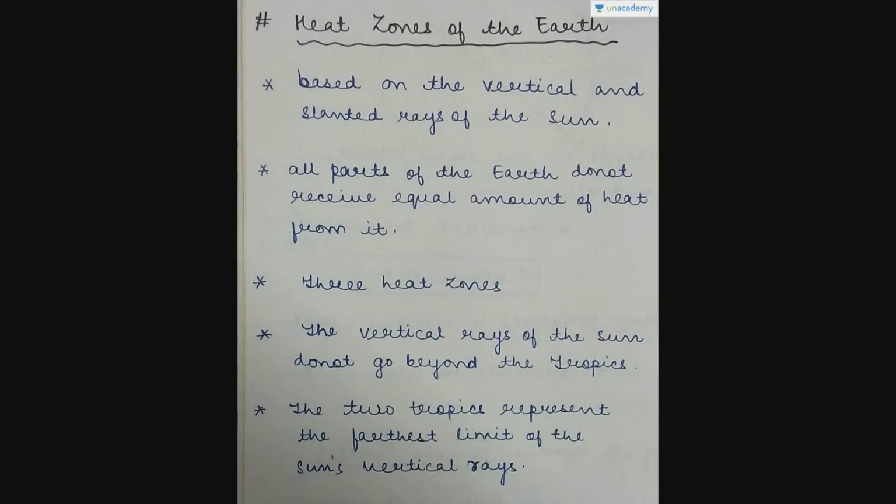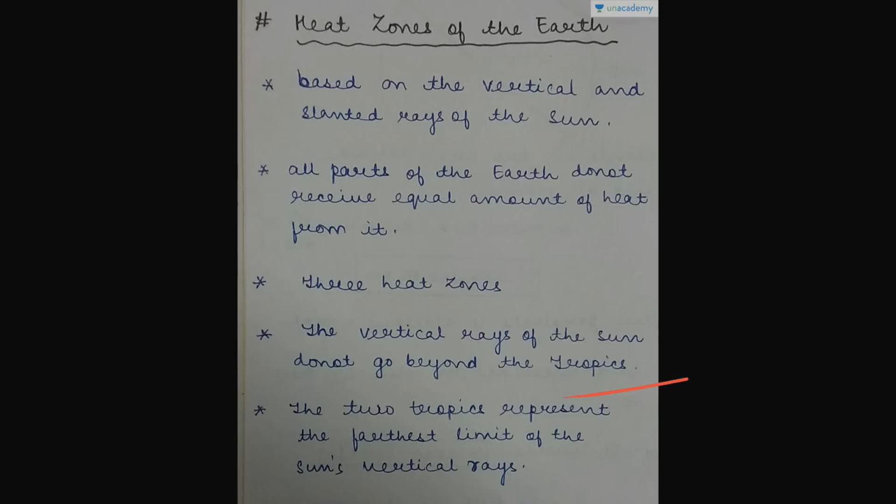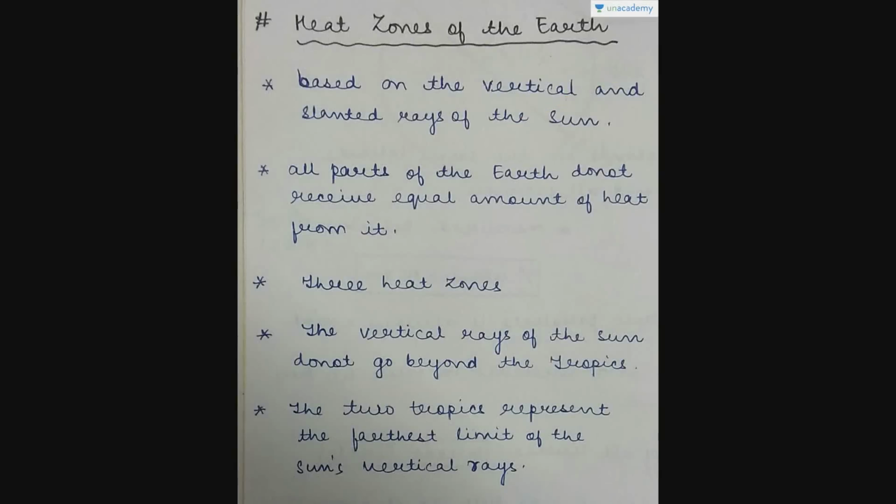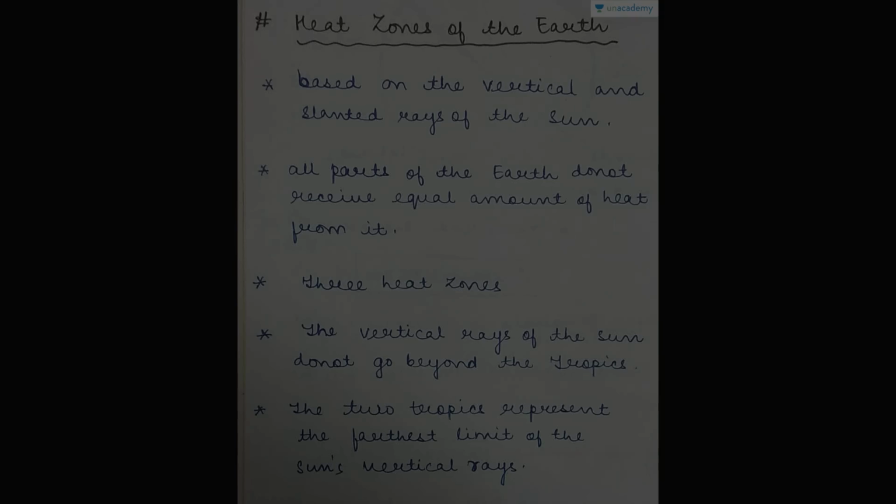So this is what is here. It is based on the vertical and slanted rays of the sun, because all parts of the earth do not receive an equal amount of heat from the sun. So the earth is divided into 3 heat zones depending on the amount of heat they receive. The vertical rays of the sun do not go beyond the tropics. The vertical rays are limited to the tropics themselves, Tropic of Cancer and Capricorn. Beyond that, it decreases. The 2 tropics represent the farthest limit of the sun's vertical rays.